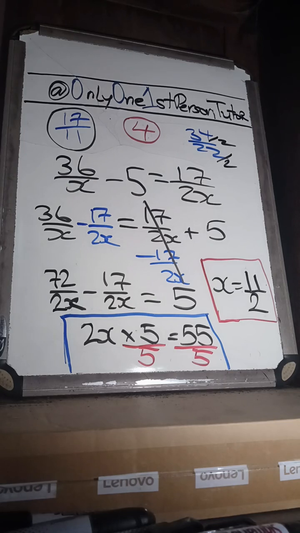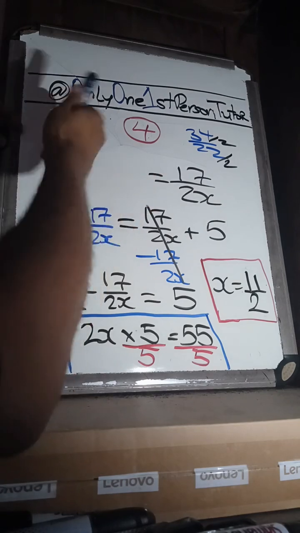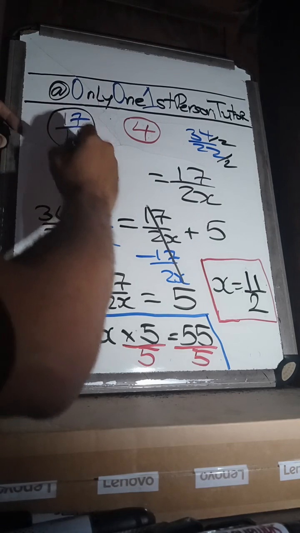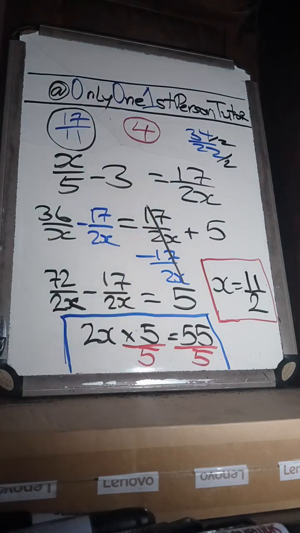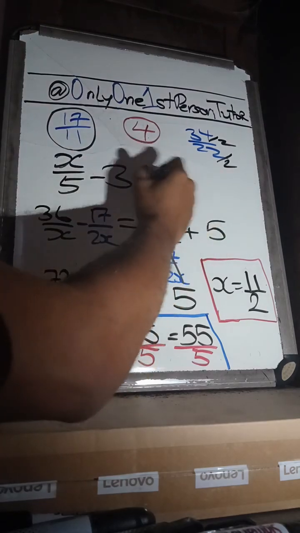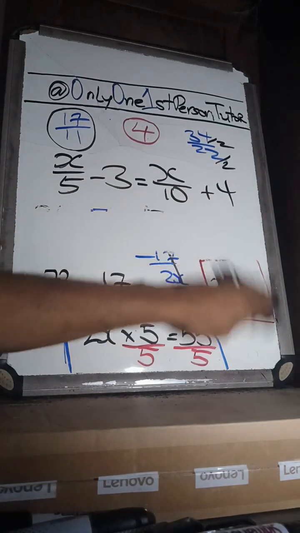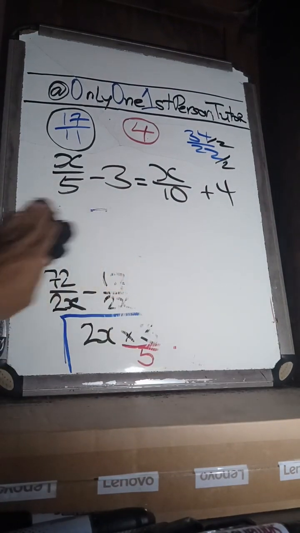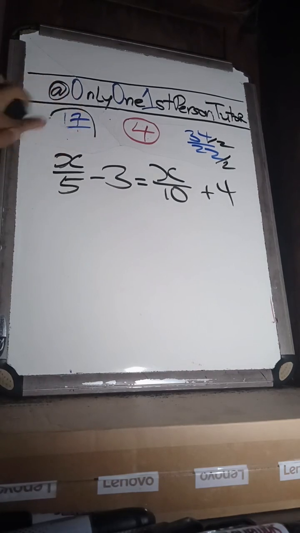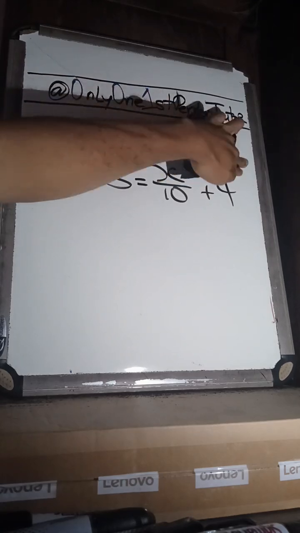Oh, okay. Alright, so the next one is going to be x over 5 minus 3 equals x over 10 plus 4. And then now we're at number 5.